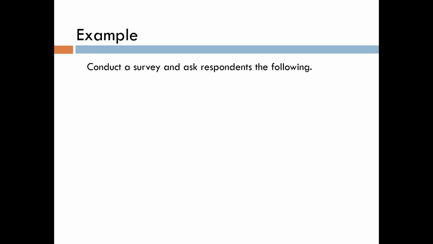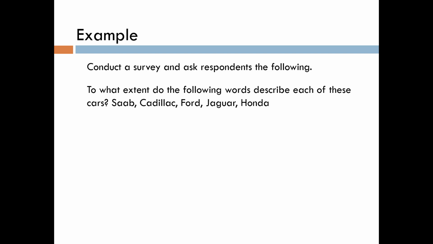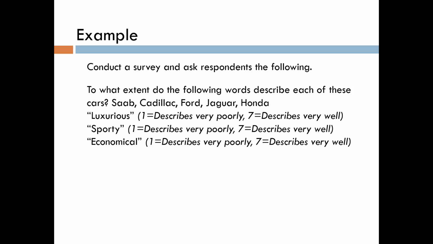The best way to understand how perceptual mapping works is by taking an example. Let's say you conduct a survey about people's perception of cars and ask respondents, to what extent do the following words describe each of these cars? And then you give them a set of cars to rate, such as Saab, Cadillac, Ford, etc. Respondents are asked to rate the cars on a scale from 1 to 7, where 1 means describes very poorly and 7 means describes very well. The attributes on which the cars are rated are luxurious, sporty, and economical.